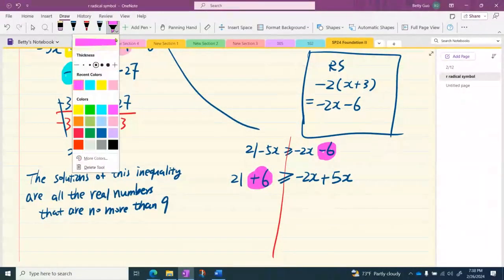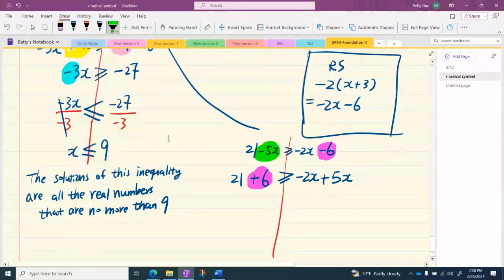And this green -5x becomes +5x on the right. And then keep the inequality symbol, okay? Again, there's no reason to switch it or make any change to it.